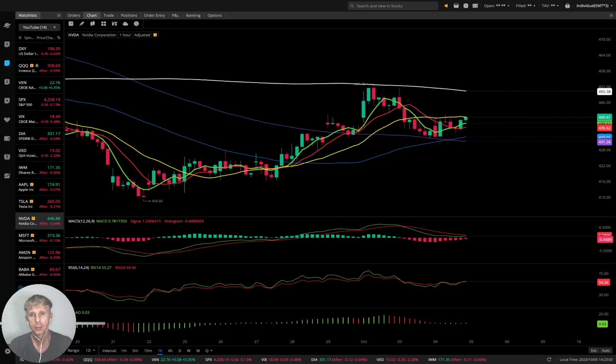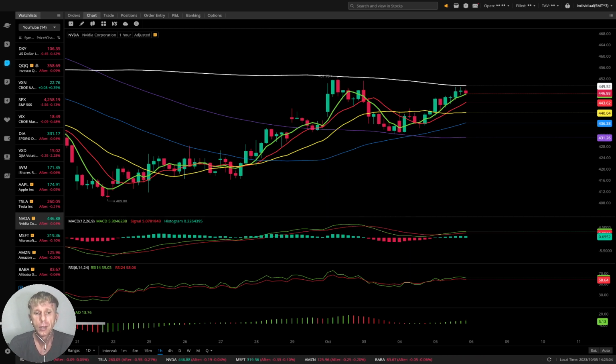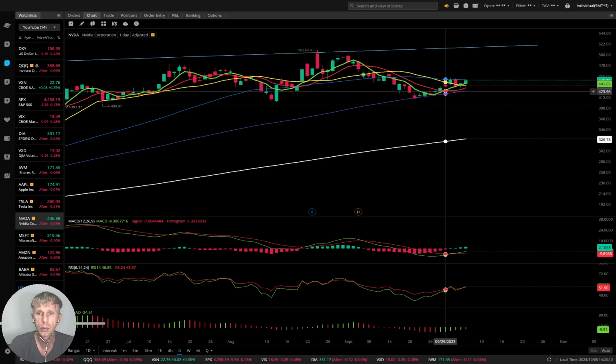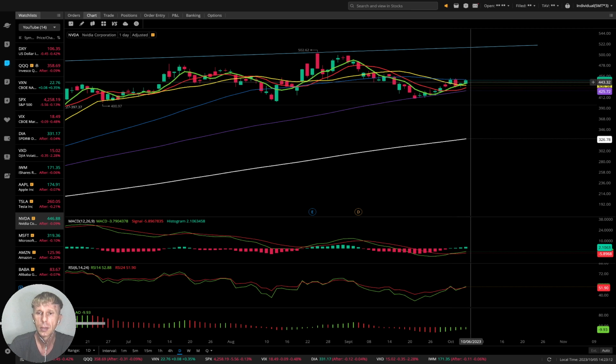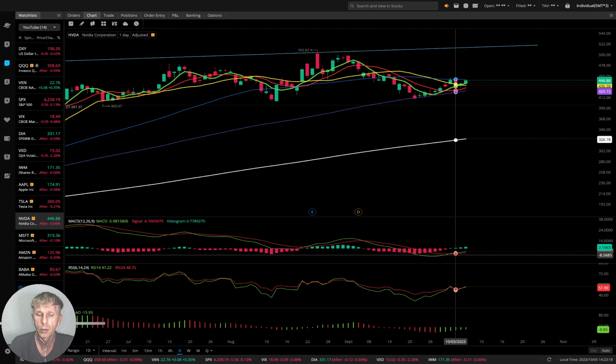Nvidia, let's start with daily also. Nvidia daily. MA5 did a bullish crossover over 10 and 20. The last bar touched and stopped at MA50. Bullish crossover on all indicators, bullish trend.